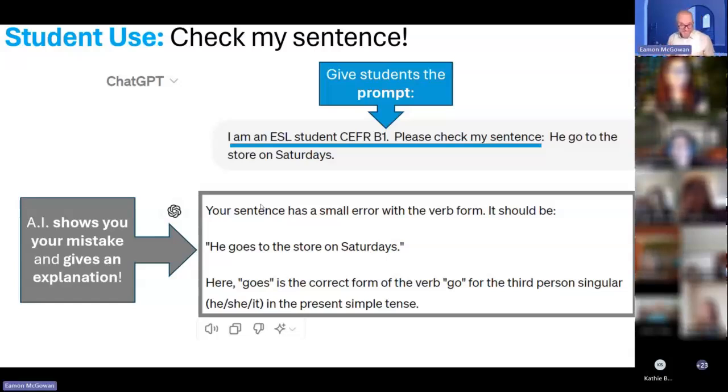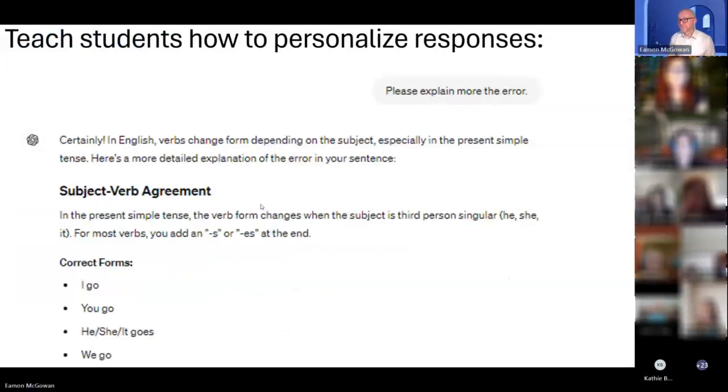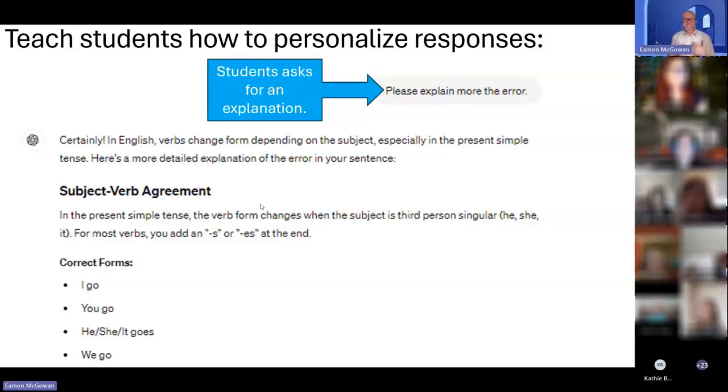Now, earlier I said to you, one of the things about prompts is that they're key. You may need to adjust and revise. Same thing with students, right? You might need to tell the students to ask for a greater explanation, like explain the grammar more, give me more of a definition of what I'm looking at. So they talked a little bit here about subject-verb agreement.